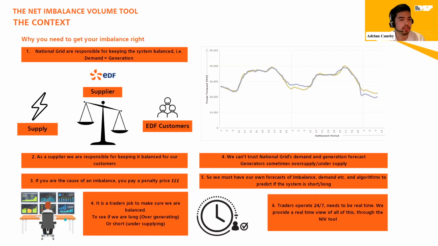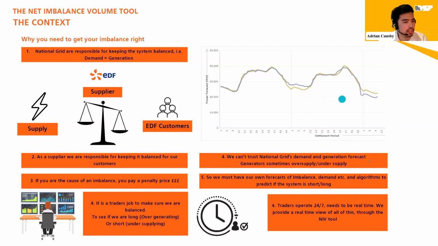They kind of have to weigh the options to see whether we need to buy more energy now in the wholesale markets, which is much cheaper, or risk a penalty price later. And we can't really trust National Grid's demand and generation forecast because generators sometimes oversupply and undersupply.